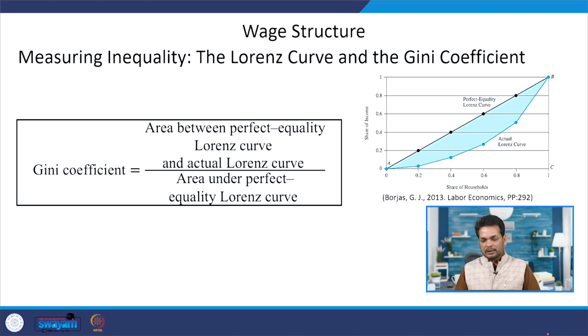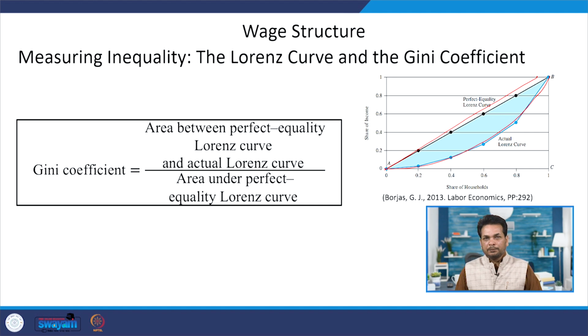So, the intuition behind the construction of this Lorenz curve suggests that the area between the perfect equality Lorenz curve and the actual Lorenz curve can be used to measure inequality. So, how can we measure inequality through this Lorenz curve? The idea was that none of the economies can lie on this perfect equality line. So, they move away from this perfect equality line.